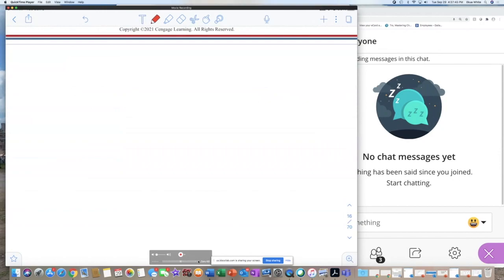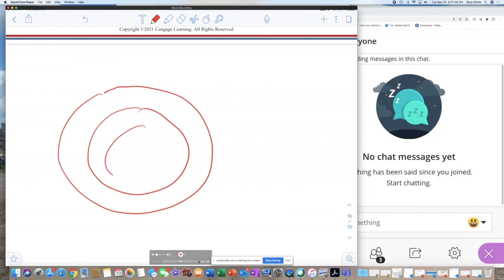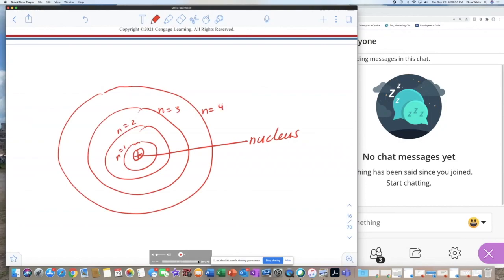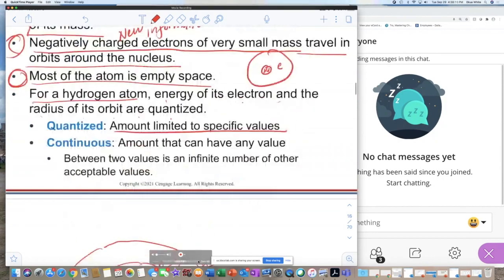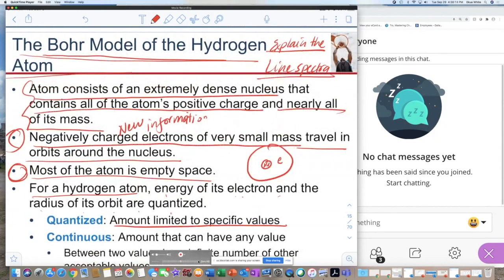Bohr's model, 1, 2, 3, 4. Okay, so let's make this a nucleus right here. And this nucleus is where our positive charge is. Then we have energy level 1, energy level 2, energy level 3, energy level 4. Okay, so, by the way, when I wrote N1, N2, N3, N4, those are the different energy levels. So let me start with this. Go back to the beginning.